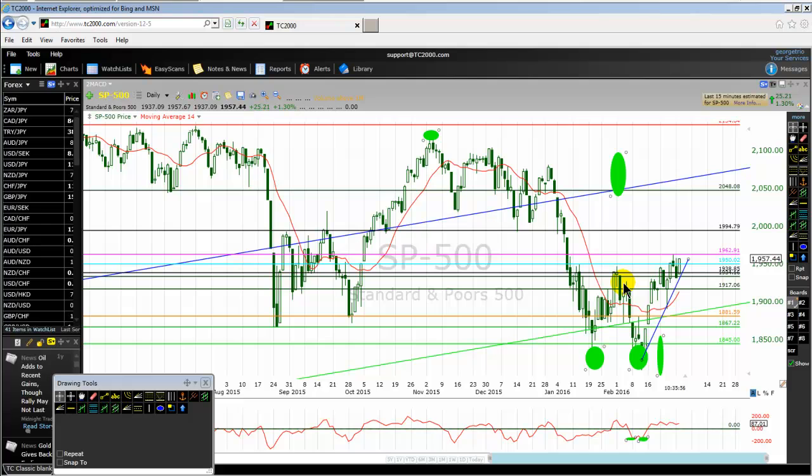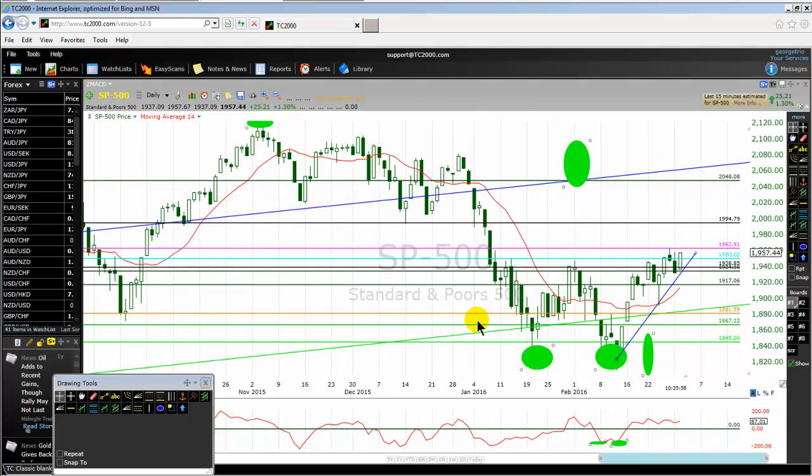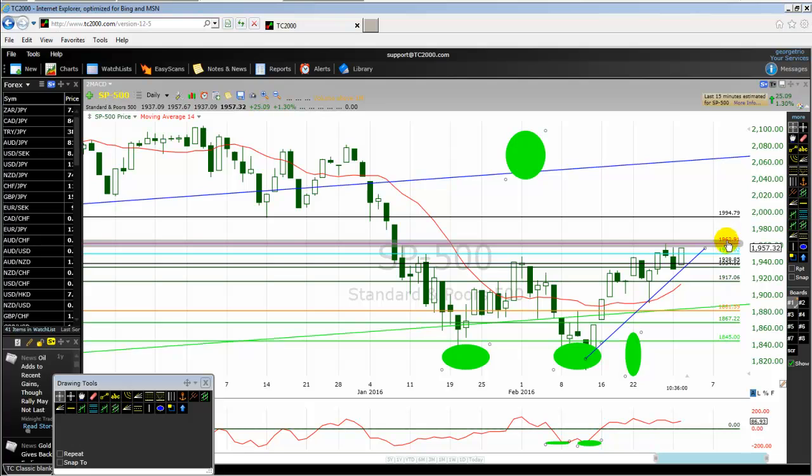So there is one resistance right above here, which is 1962. It's not just any kind of resistance. It's the long-term equilibrium price level for the S&P 500. It makes it very, very interesting for us, okay?